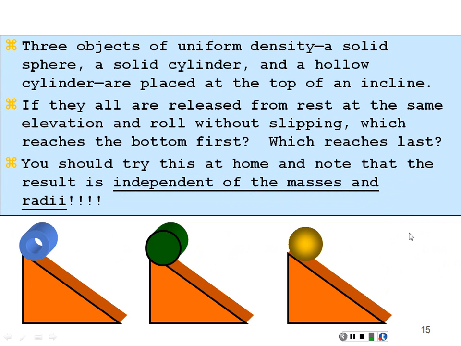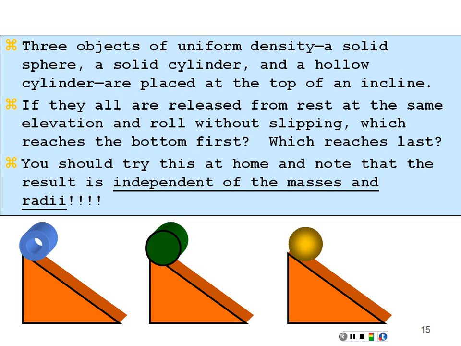With this consideration, let's have a race. 3 objects of uniform density, a solid sphere, a solid cylinder, and a hollow cylinder, are placed at the top of an incline. If they are all released from rest at the same elevation, hence given the same potential energy, and roll without slipping, which reaches the bottom first and which reaches last? You should try this at home and note that the result is independent of the masses and the radii themselves.